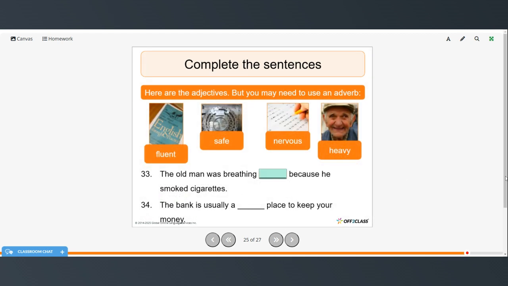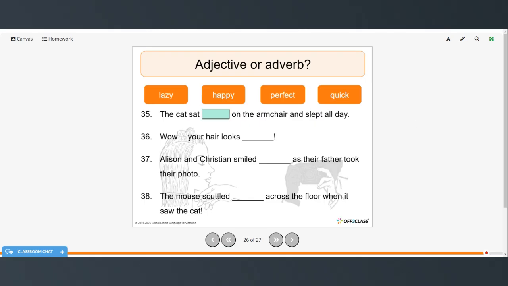The old man was breathing heavily because he smoked cigarettes. And the bank is usually a safe place to keep your money. Here we use the adjective safe because we are modifying the noun place. The cat sat lazily on the armchair and slept all day. Wow, your hair looks perfect. And because looks is a sense verb, it's followed by an adjective.